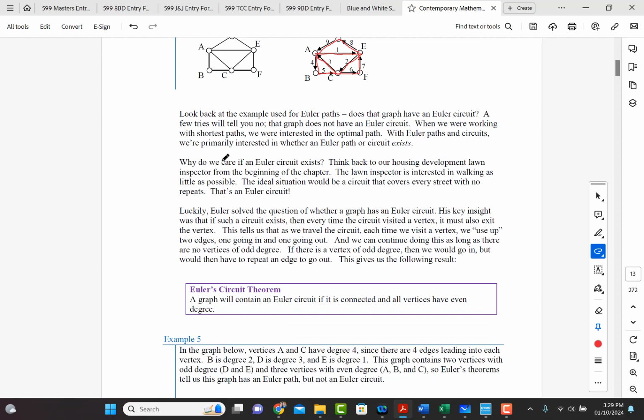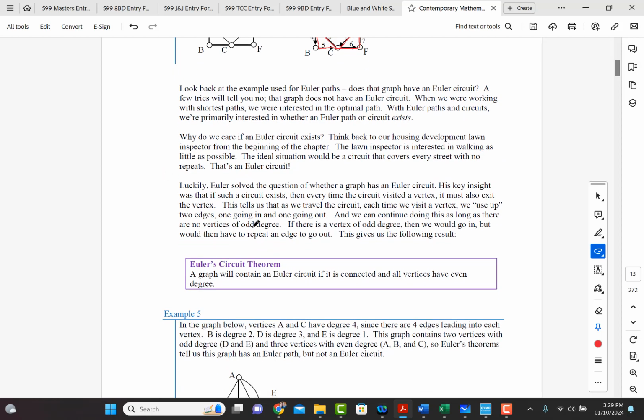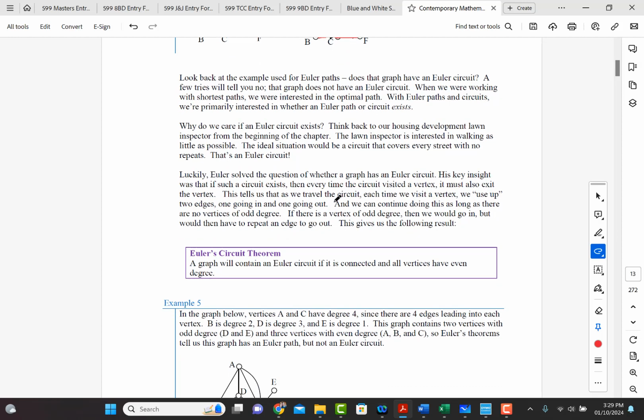Okay, so it says a few tries will tell you no, that graph does not have an Euler circuit. When we were looking at shortest paths, we were interested in the optimal path. With Euler paths and circuits, we're primarily interested in whether an Euler path or circuit exists. It may not be the shortest path, but we're really interested in the existence of a path or circuit. Okay. Now, why do we care if an Euler circuit exists?